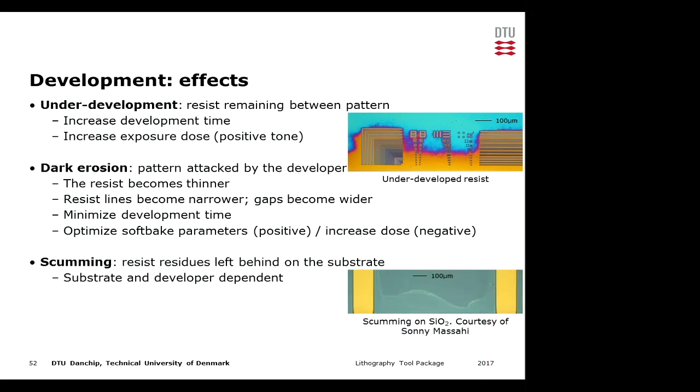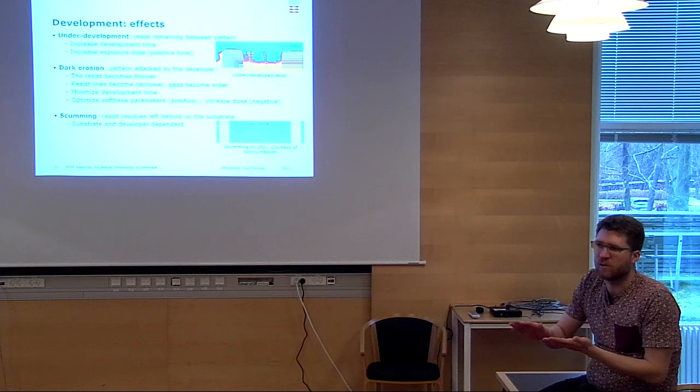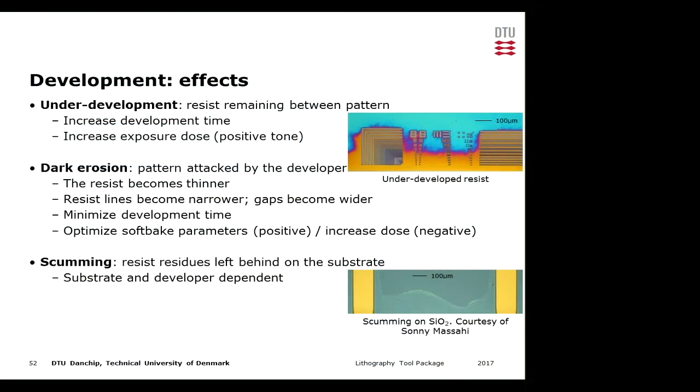Another thing that we sometimes observe is scumming. So this is basically where there is a layer of, typically looks a bit like a foamy stuff, left behind in between the structures. So this is something that would be on the substrate after development, like a thin film of something left there by the developer. This is very dependent on the substrate and the developer. Well, actually the substrate and the resist and the developer that you use. So some people will see it and some people will never see it.